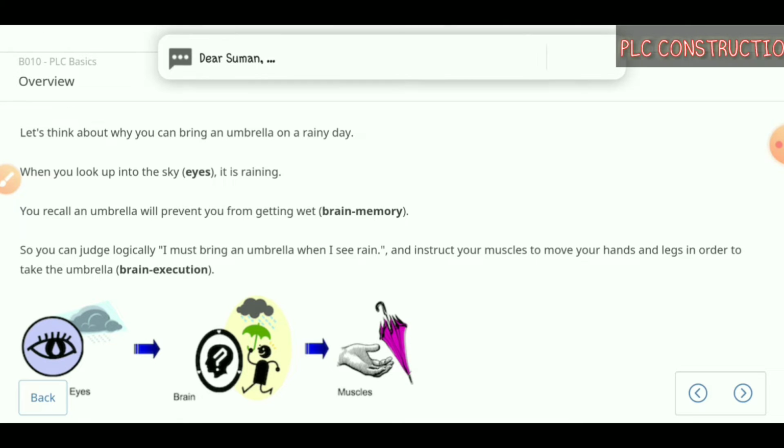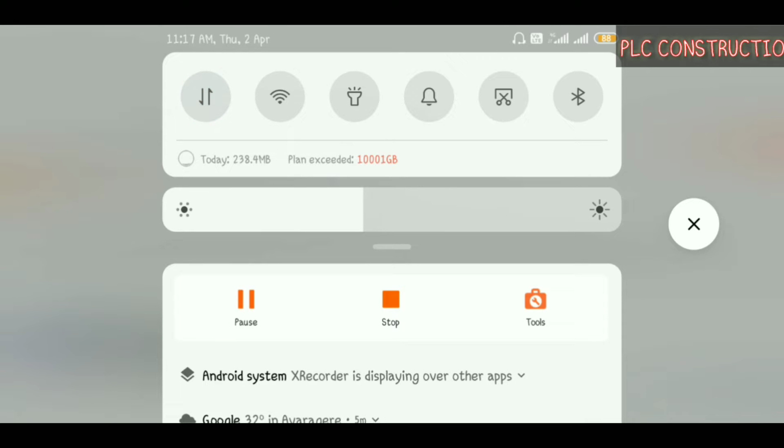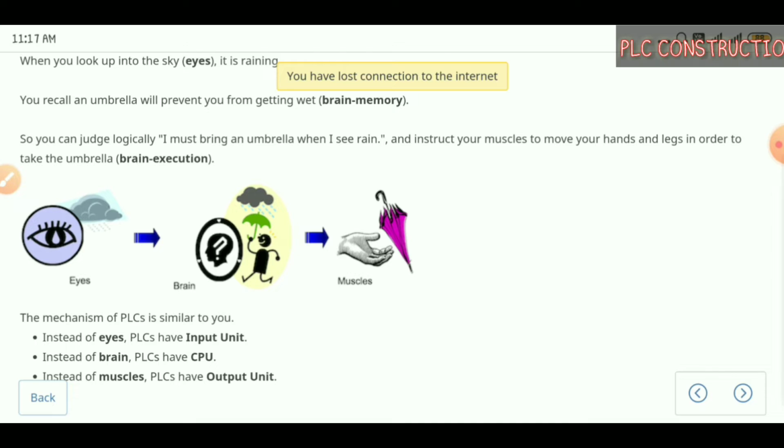As I prepared here, a general example: if it is raining outside, we confirm it by our eyes, and that information is given to our mind. Then we think, yes, it's raining. To prevent that, we have to bring an umbrella. Then from the mind we send signals to our muscles to act accordingly, collecting the umbrella and going outside.